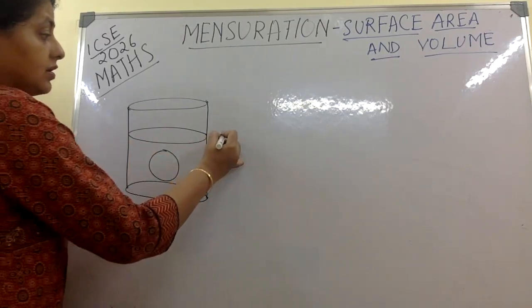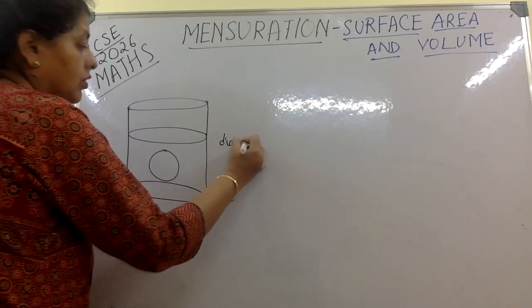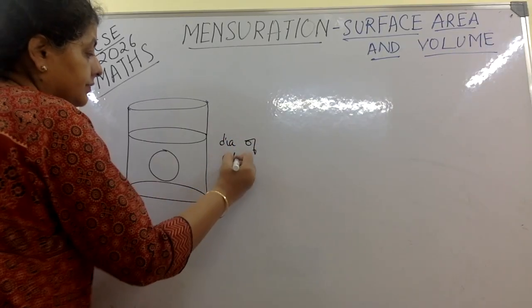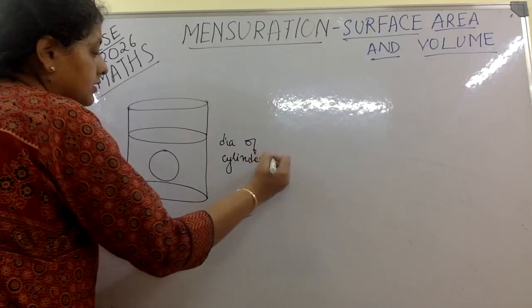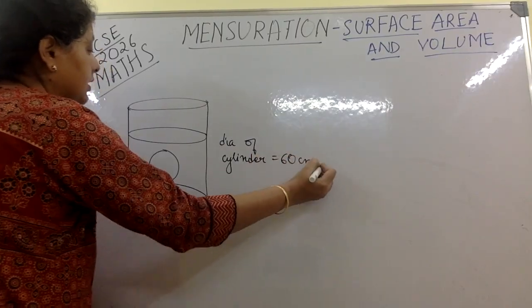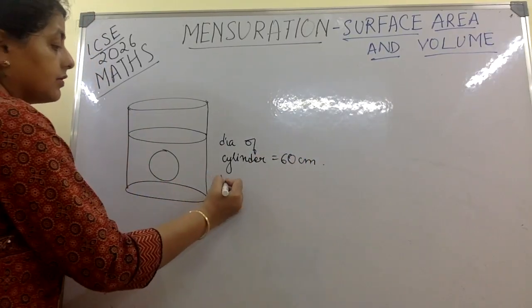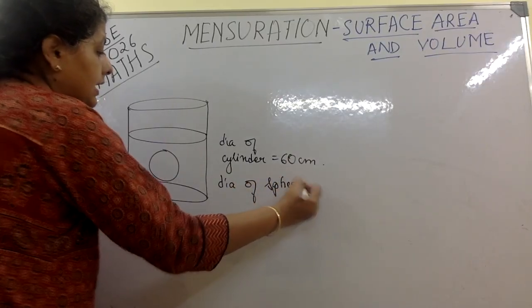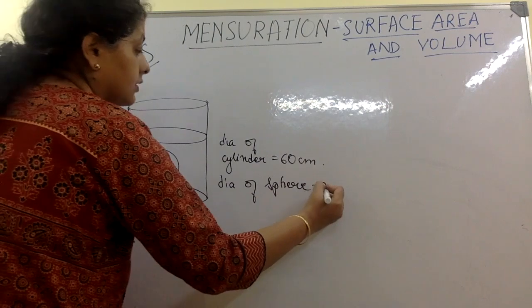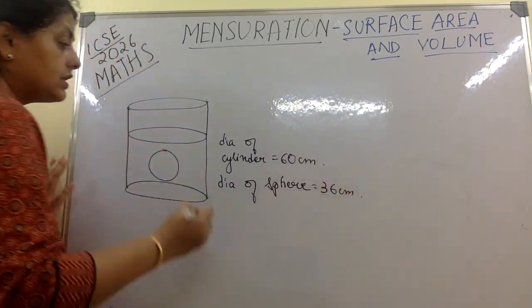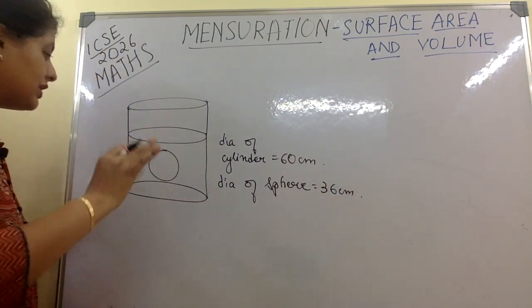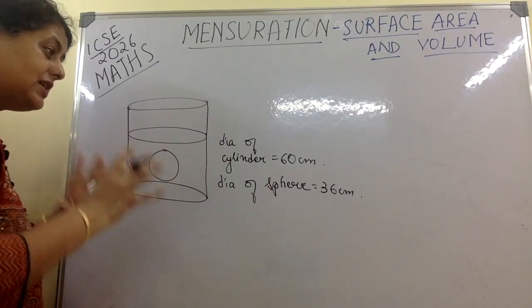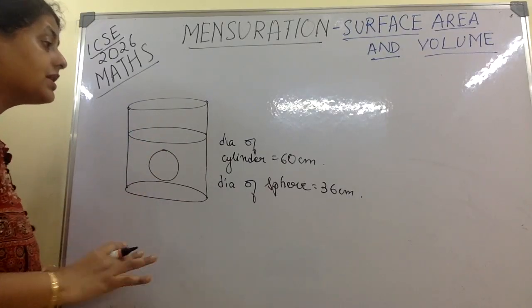Now the diameter of the cylinder is equal to 60 centimeter. Okay, the diameter of the sphere they have given as 36 centimeter. Now this is one question people get a little confused about. I want to clear their confusion. It is very simple. They can even give it in MCQ.